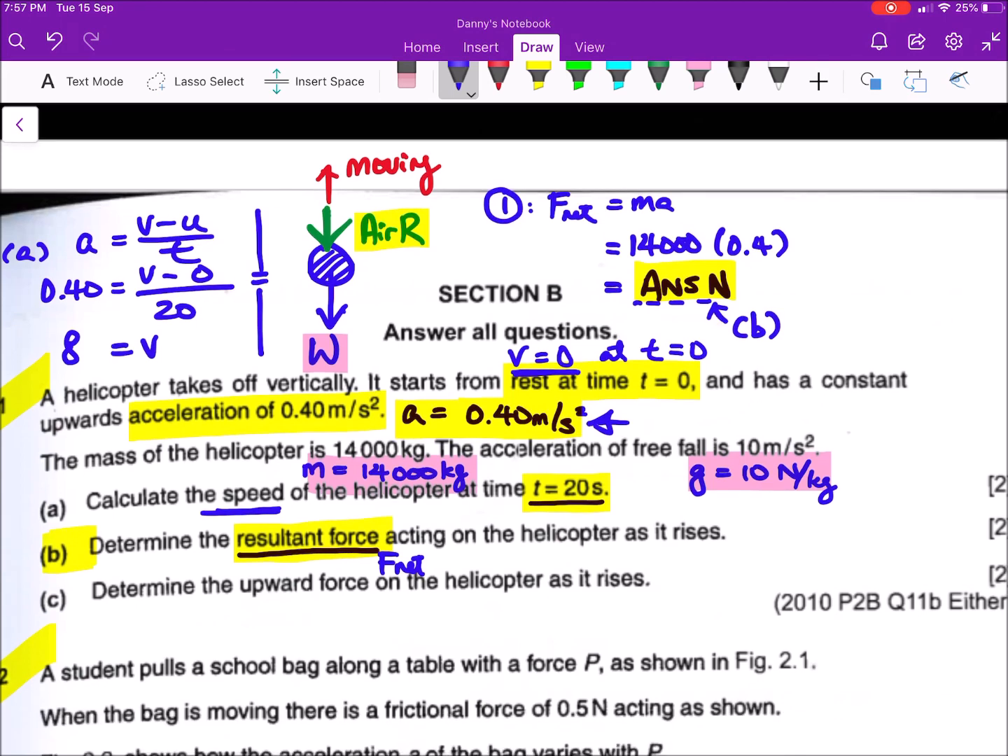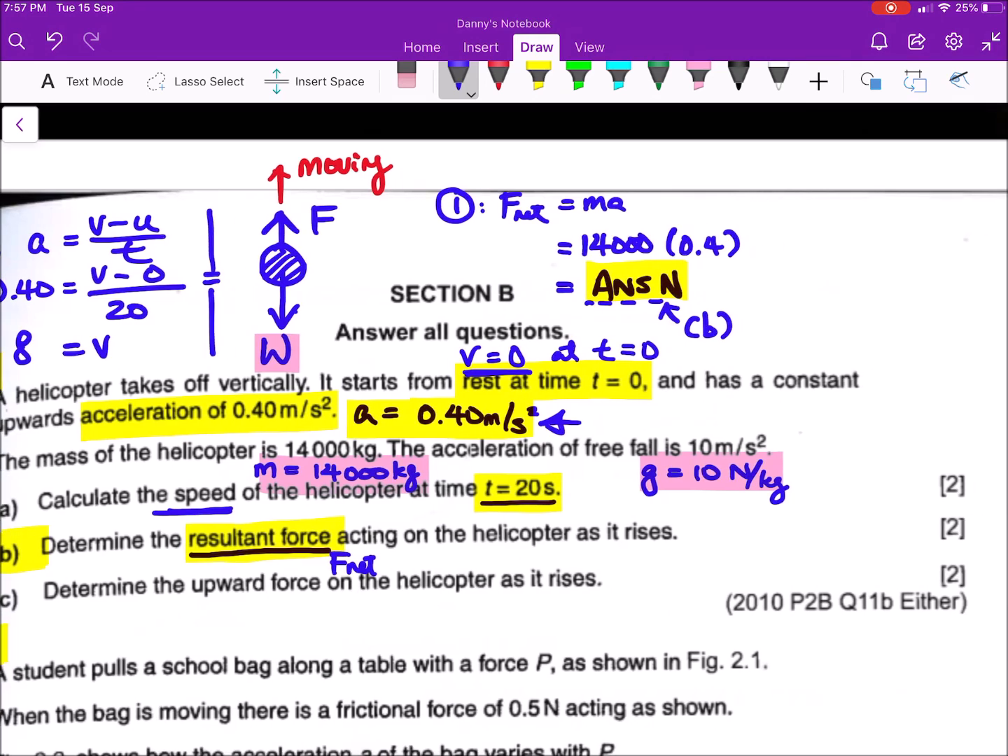Lastly, I need to find this upward force. And I think I made a mistake. For the helicopter to rise, you will definitely need an upward force. So I think apparently there's no drag force, there's only upward force. If there's drag force, then you cannot solve this question, because then you will have two unknowns with one equation.